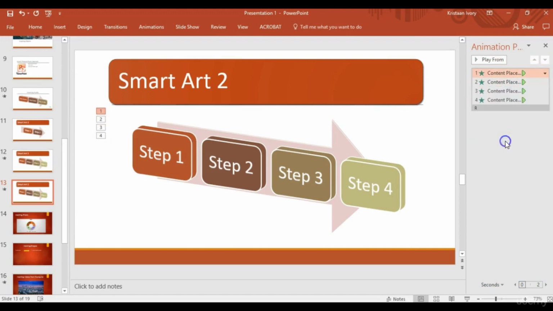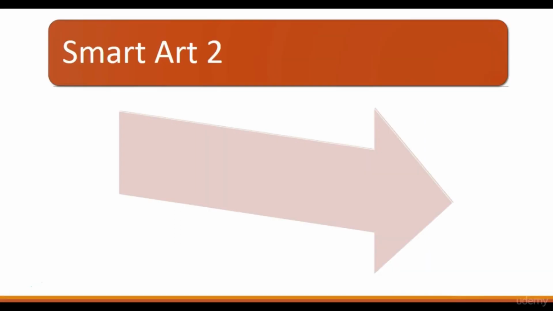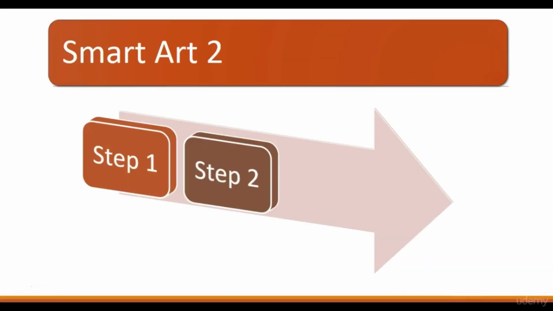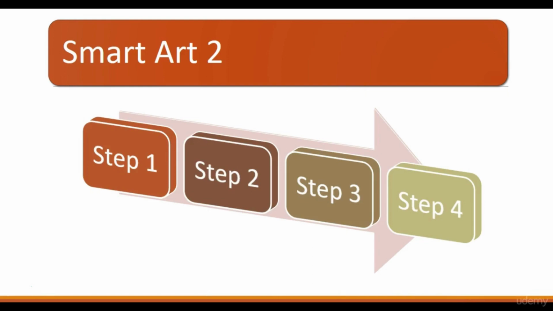So we're going to remove the top part, and now we just have these next 4 animations because we want our title to appear when we start. So let's view the preview now. So now you can see step 1, step 2, step 3, and step 4 all show up separately. And that's the way you have to do it with SmartArt.